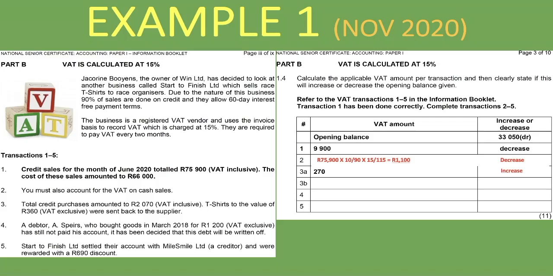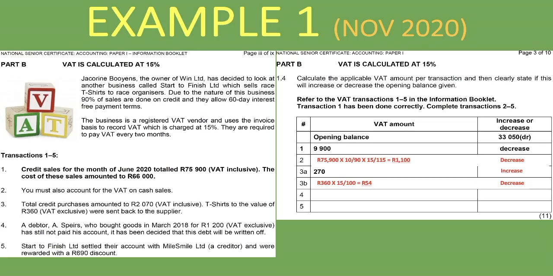That means that this 360 Rand is 100% and not 115%. That means our denominator is going to be 100%. So for us to get VAT, we take 360 Rand times 15 divided by 100, right? Because it's VAT exclusive, and that gives us an amount of 54 Rand. And like I said, it's decreasing our VAT input or our opening balance.